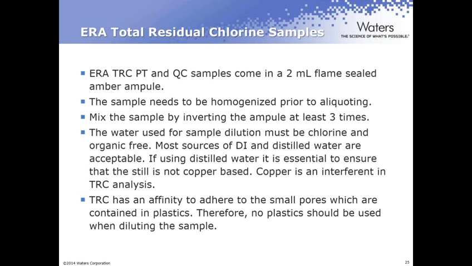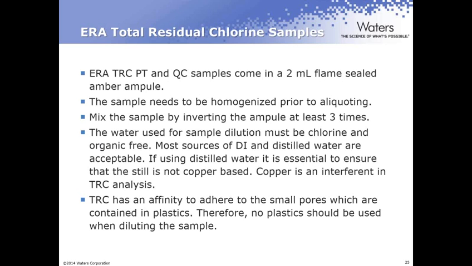to make sure that you've got a homogeneous mixture. Make sure that the water used for diluting your sample is free both of chlorine and organics. Most sources of deionized and distilled water are acceptable to use. Something I want you to keep in mind, that if you're using distilled water for diluting up your chlorine sample, it's essential to ensure that the still is not a copper-based still. Copper is an interferent for TRC analysis and will cause your results to fall outside of your limits.